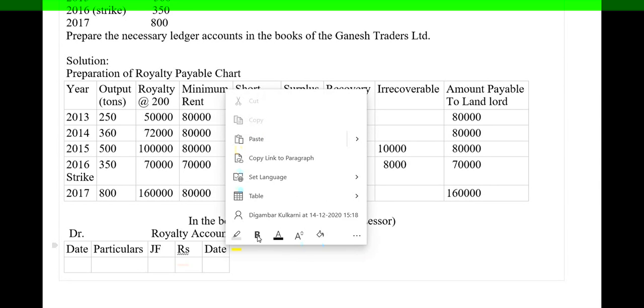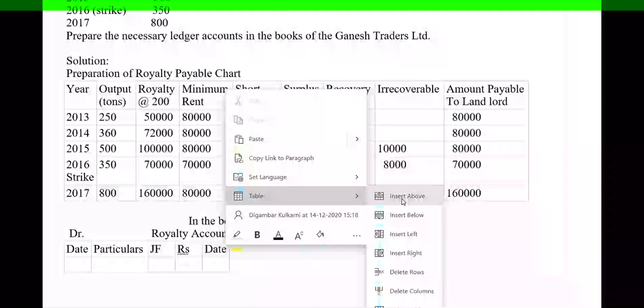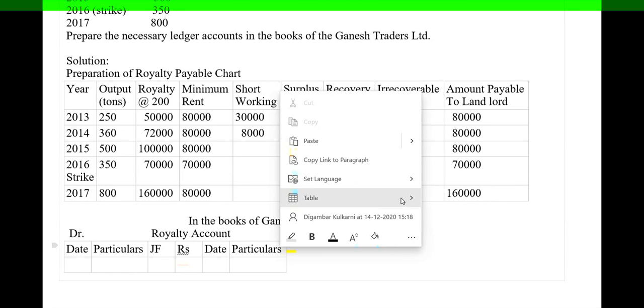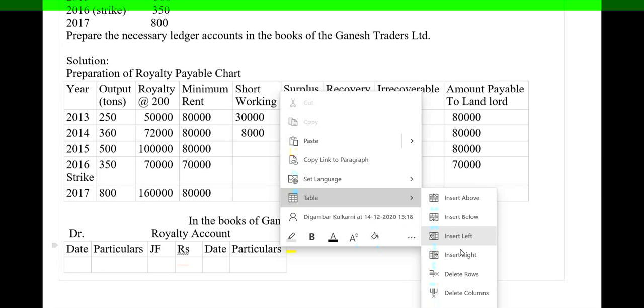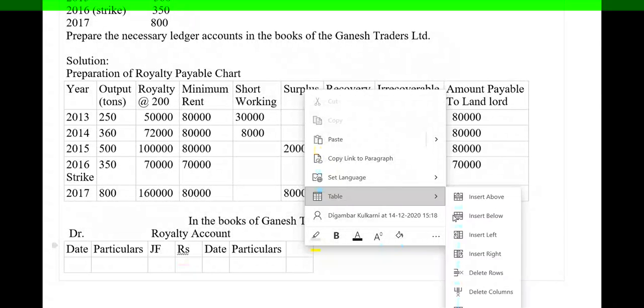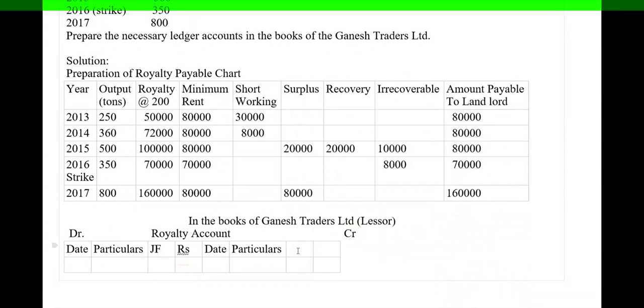let me insert another 3 columns here. So again particulars, then particulars again, we need 2 columns here. So here it is JF, then here it is rupees.